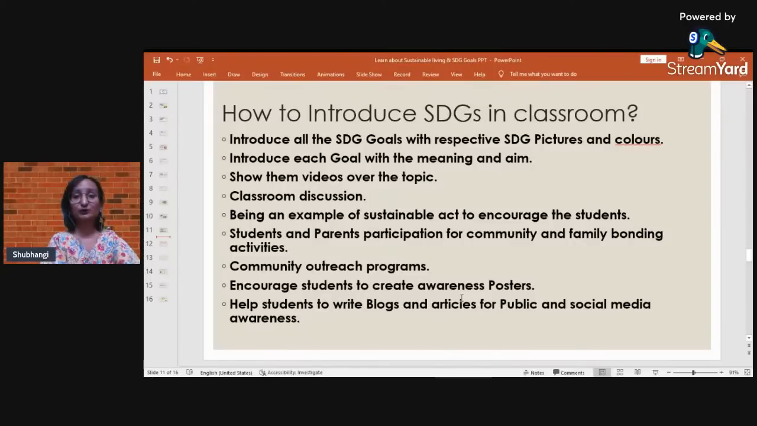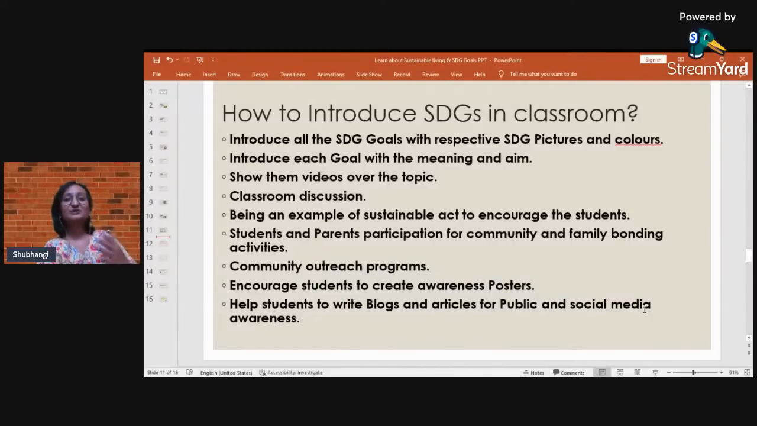What targets would you like to achieve? How would you like to help the land? How would you like to help the water, the climate, or maybe the education system? So these are the brainstorming things you can tell your children to start exploring, to start working on it, and help students to write blogs and articles for public and social media awareness. So these are the things you can do, also outside: writing blogs, writing posts, making posters, creating general awareness among the people.